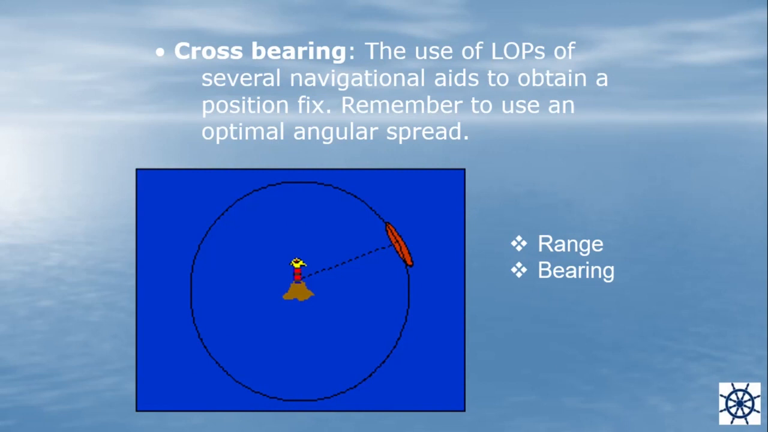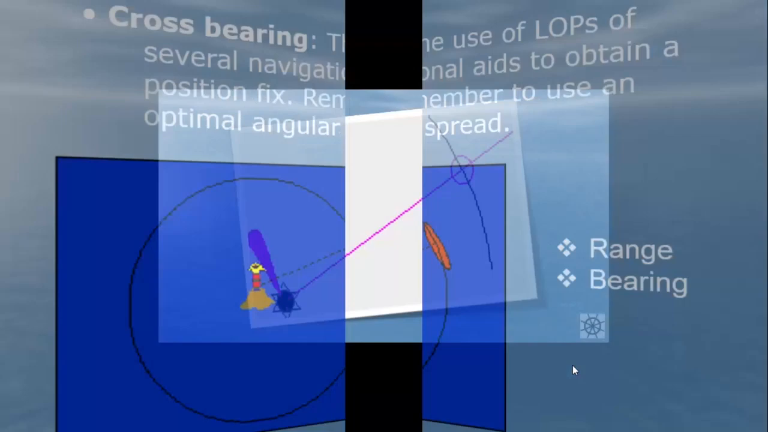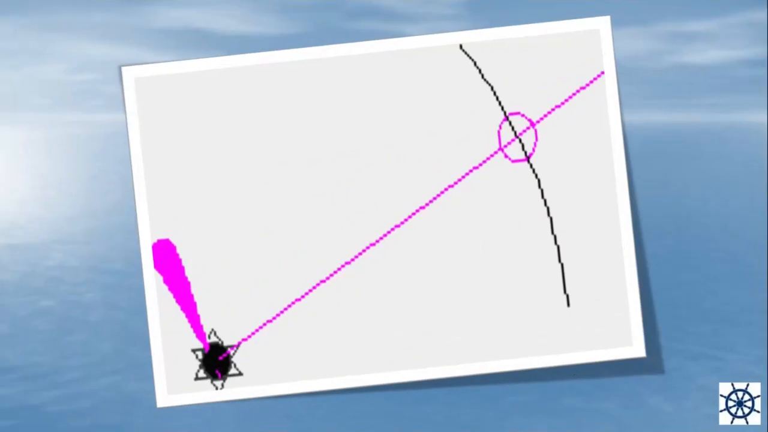Cross bearing, the use of line of position from several navigational aids to obtain a position fix. Remember to use an optimal angular spread, no? Range and bearing, no? Ayan, magandang dalawang line of position na yan. Okay, so from a reference bearing and a range, the intersection will be your fixed position.